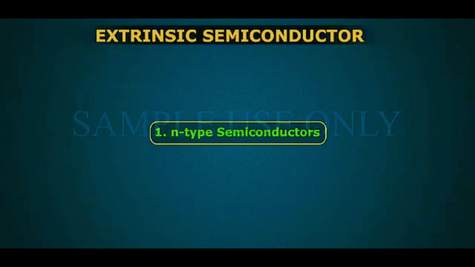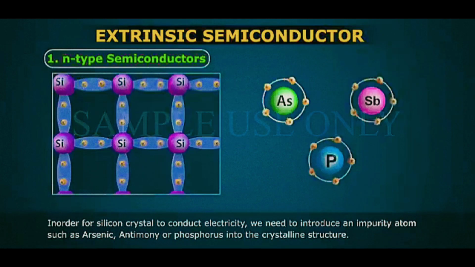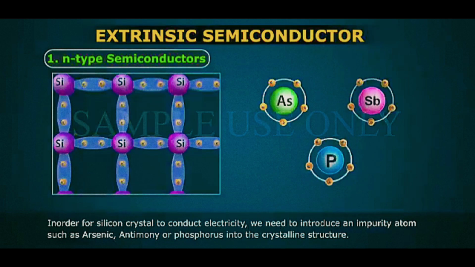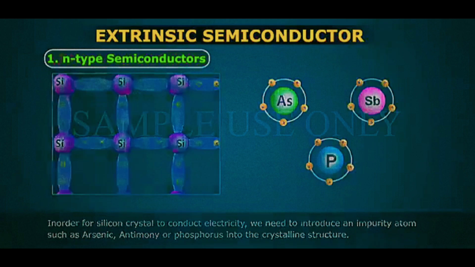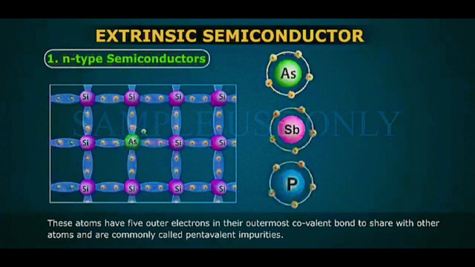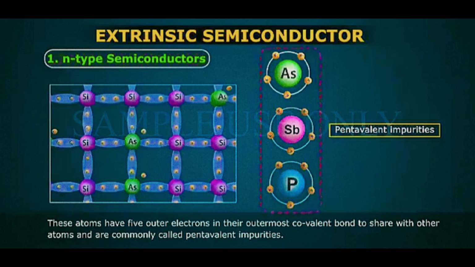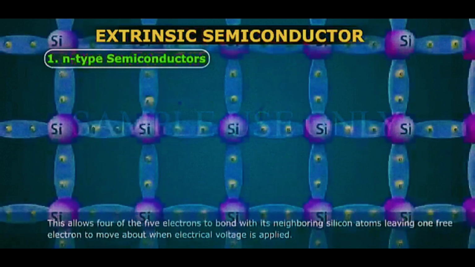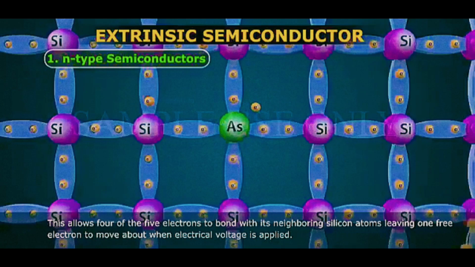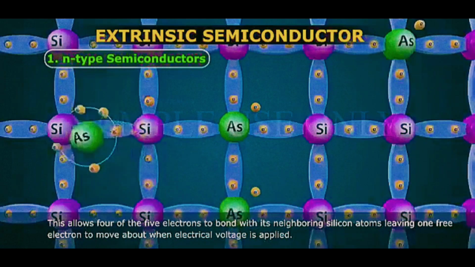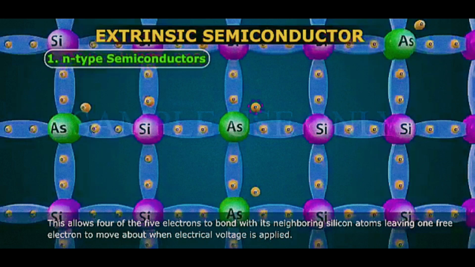N-type semiconductors. In order for silicon crystal to conduct electricity, we need to introduce an impurity atom such as arsenic, antimony, or phosphorus into the crystalline structure. These atoms have 5 outer electrons in their outermost shell to share with other atoms and are commonly called pentavalent impurities. This allows 4 of the 5 electrons to bond with its neighboring silicon atoms, leaving one free electron to move about when electrical voltage is applied.